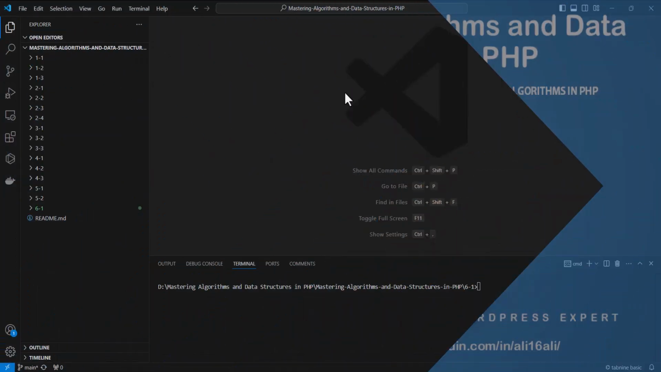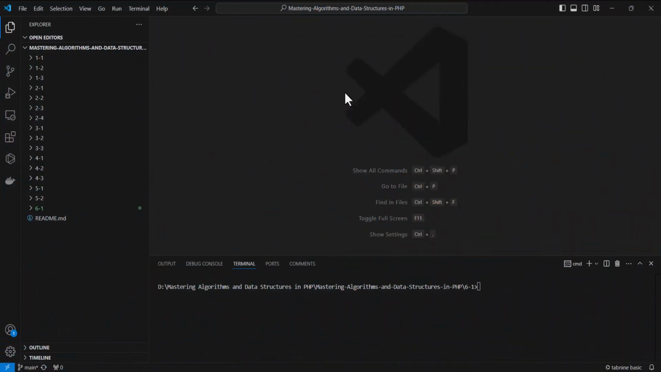Welcome back. In this lesson, we'll explore how algorithms can be applied to real-world problems. We'll walk through some common case studies and show you how to implement effective solutions using PHP.